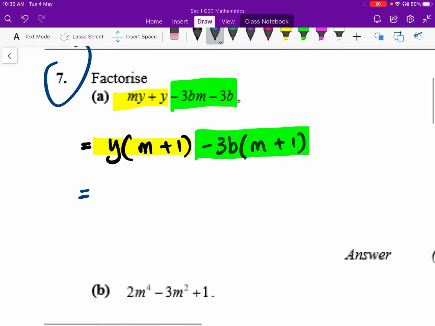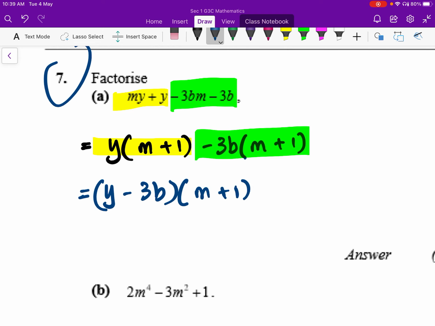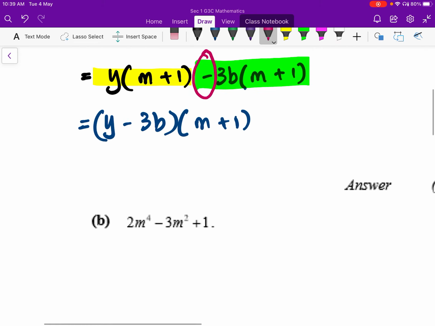Next step, you've got y times of m plus 1. You take away 3b times of m plus 1. What are you left with? You are left with y minus 3b times of m plus 1. Must have brackets. What else? The next, I noticed some students they leave out this sign, the minus sign. Maybe wrong, because it is not multiplication. Okay, now for part B.